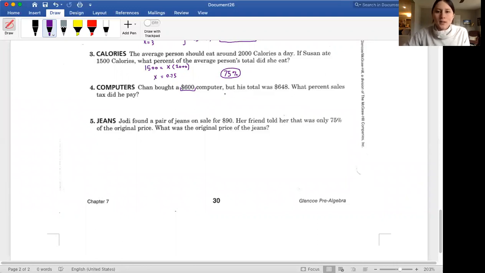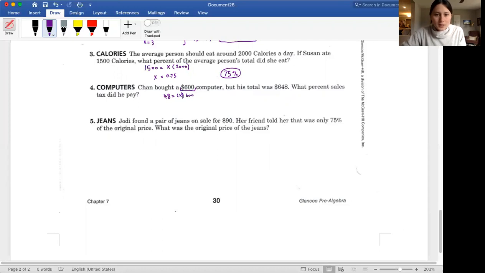So there's 2 ways of doing this, and I'll talk you through how we could do this. The first way is by thinking through, okay, how much of this money was the sales tax? Well, if the cost was $600, we could do 648 minus 600, and that would be 48. So the part that's the sales tax is 48, and we don't know the percentage. We know the total cost of his computer is 600.